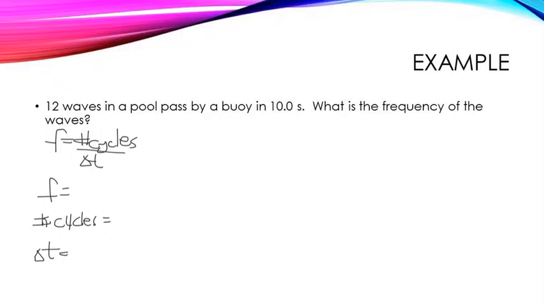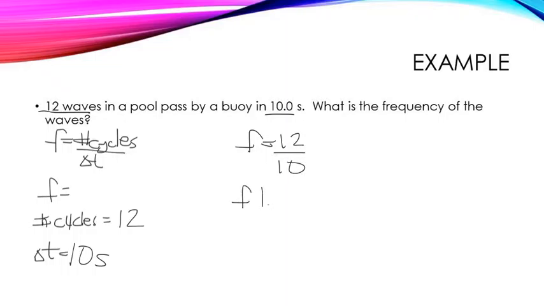There are 12 waves, so that's the number of cycles, and they happen in 10 seconds. So then we can sub and solve. F equals 12 over 10. 12 divided by 10 is 1.2. And remember, the unit for frequency is hertz.